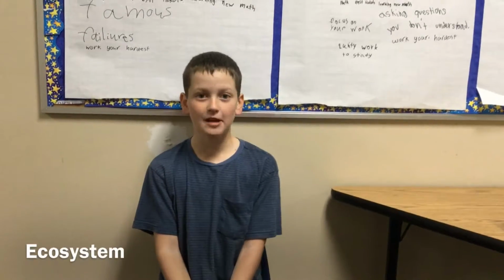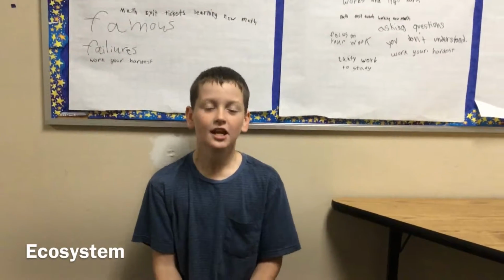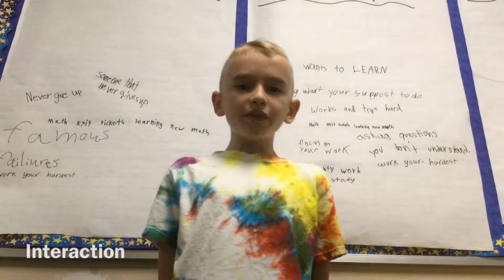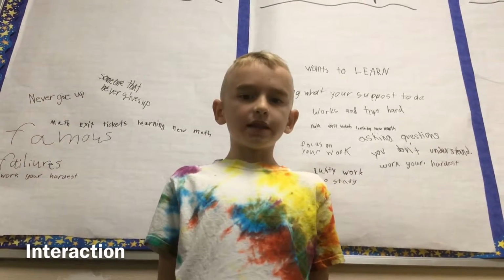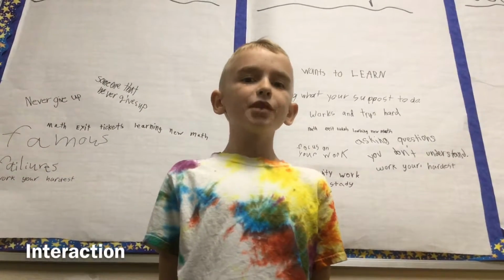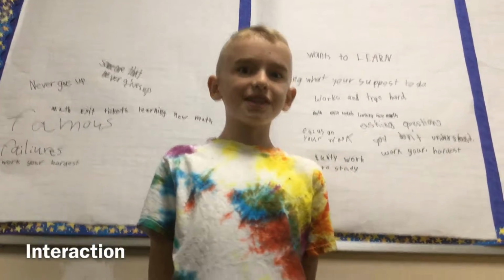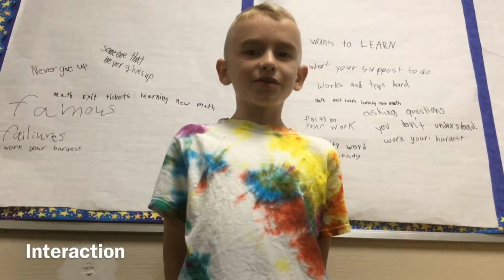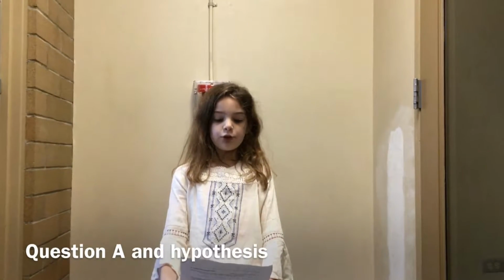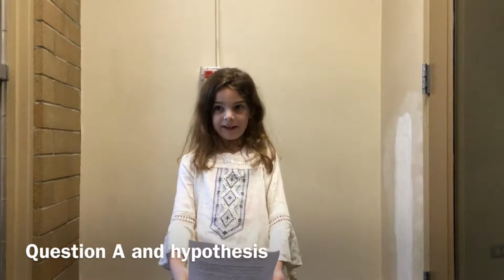An ecosystem is made up of all the living and non-living things that interact in an area. An example of an interaction is the mealworms and crickets, because if you don't feed the mealworms, then the mealworms will try to eat the crickets, and then the crickets will try to fight back.